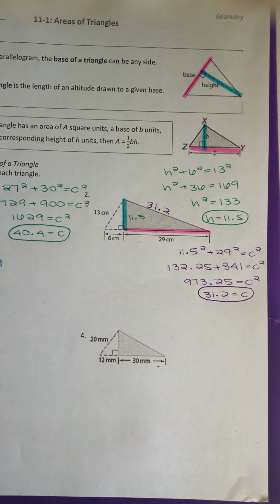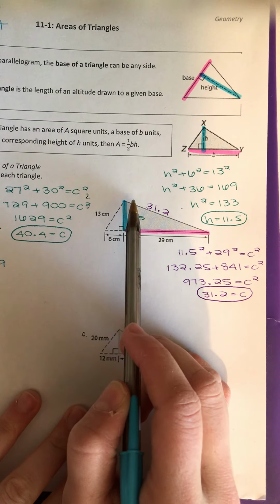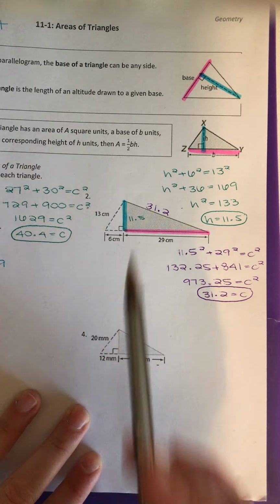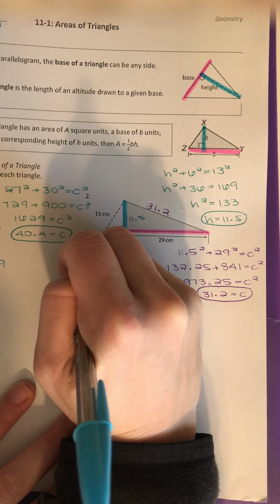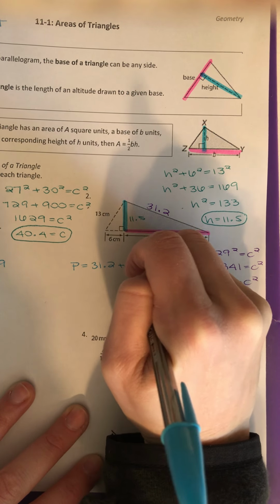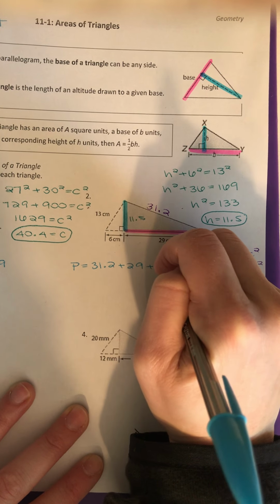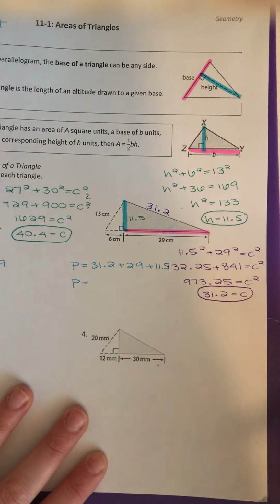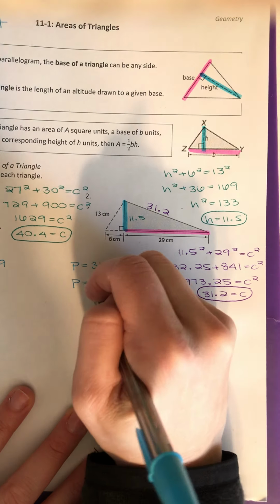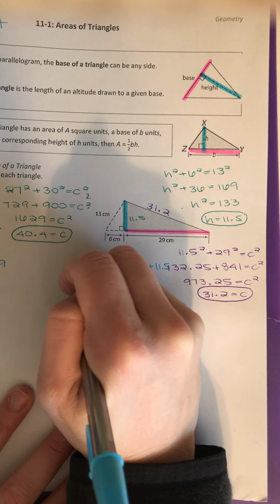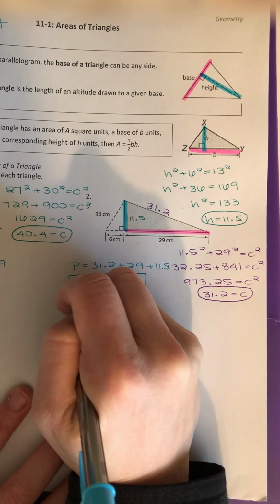So now we want to find the perimeter. Remember, we're finding the perimeter of the shaded figure. So that's this 31.2 plus 29 plus 11.5. Sorry, I ran out of room a little bit there. Add those all up, we get 71.7 centimeters.